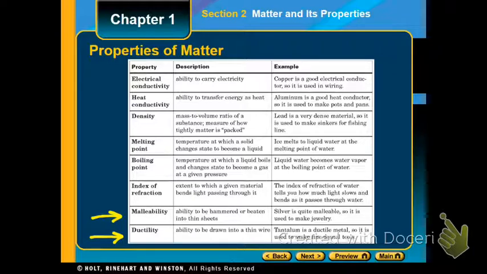Both of those are going to be intensive properties because it depends on the identity of your substance, not how much you have. A 1-inch piece of copper wire is going to conduct electricity, again, there it is, conduct electricity just as well as 100 feet of copper wire. The ductility of it doesn't matter how much you have, you still have the ability to draw it into a thin wire. So all of these are examples of intensive properties.